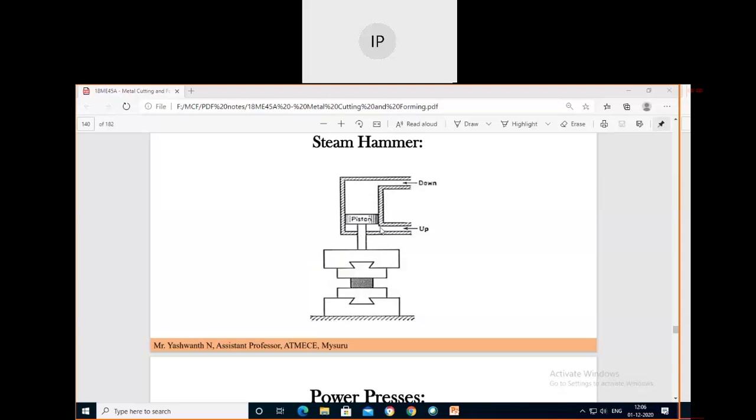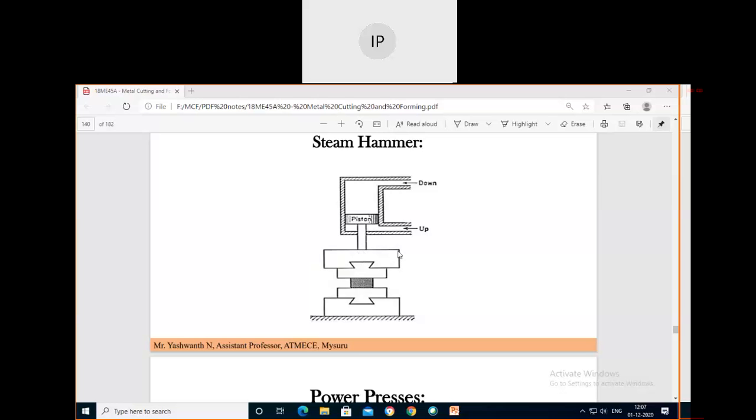From this port steam also exhausts. Once you apply the starting steam here, the piston comes down. During that time the steam should exhaust from this port only. Again at the same port the steam will go inside to lift the ram. In this condition, this is the piston at bottom dead center, and if you lift the piston here, it is the piston at top dead center, and this is our piston rod. This is the ram.